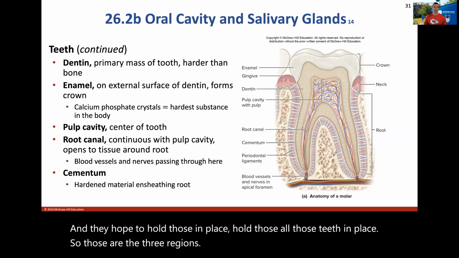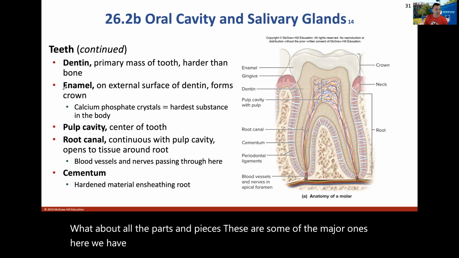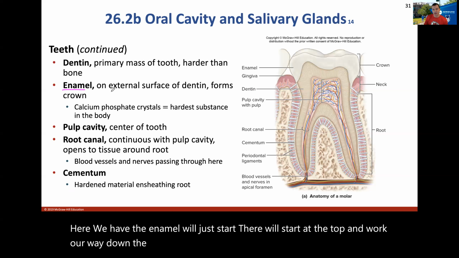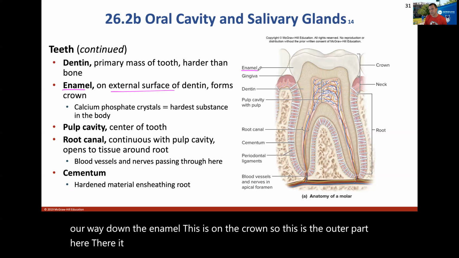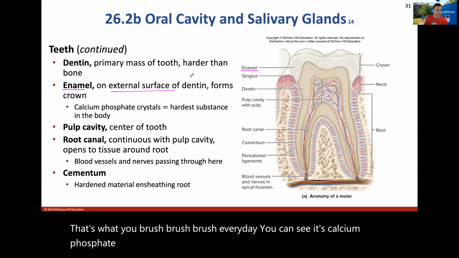What about all the parts and pieces? Well, these are some of the major ones here. We have the enamel. We'll start at the top and work our way down. The enamel is on the crown. This is the outer part here. There it is. That's what you brush every day. It's calcium phosphate crystals.